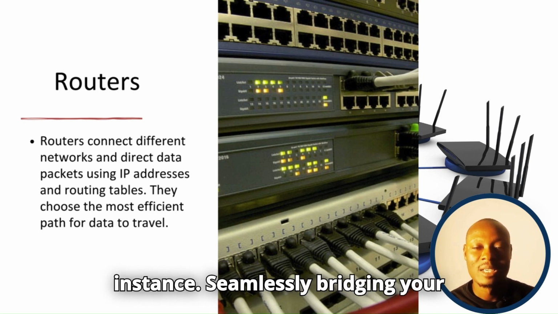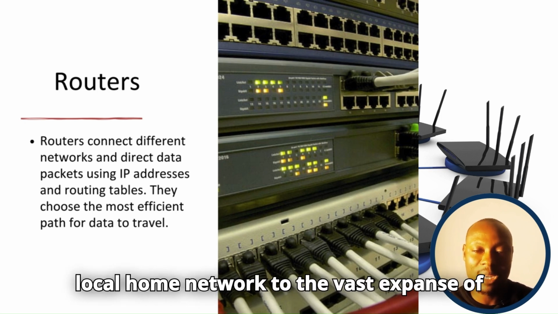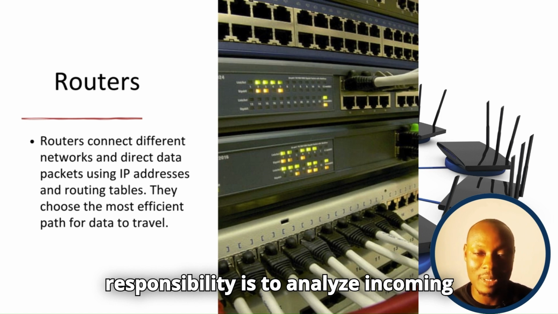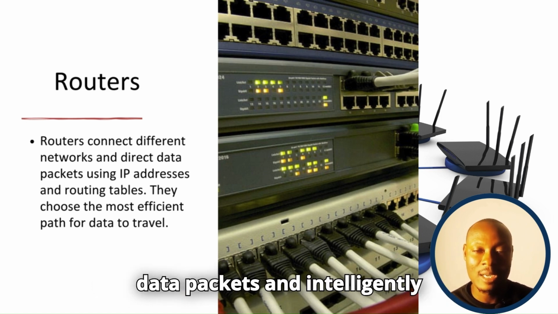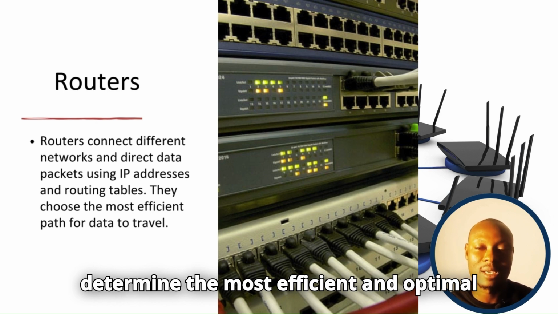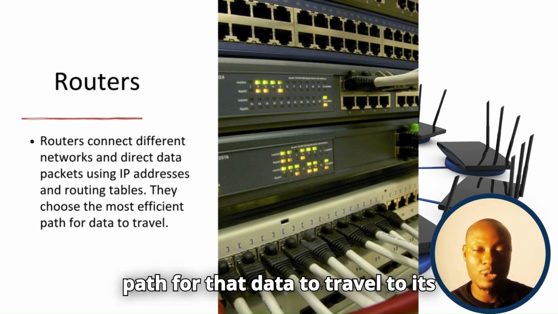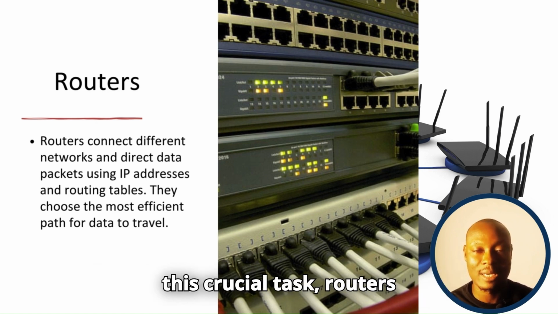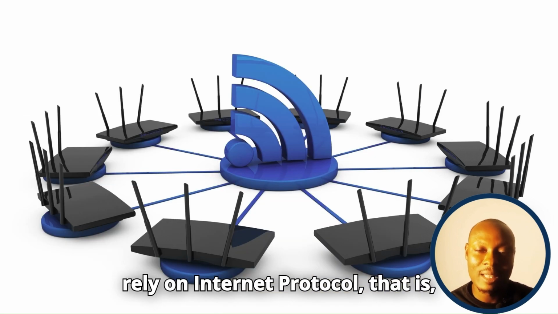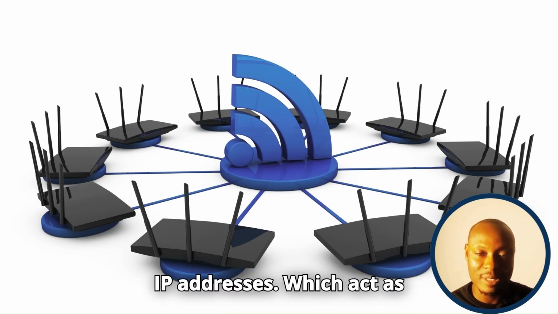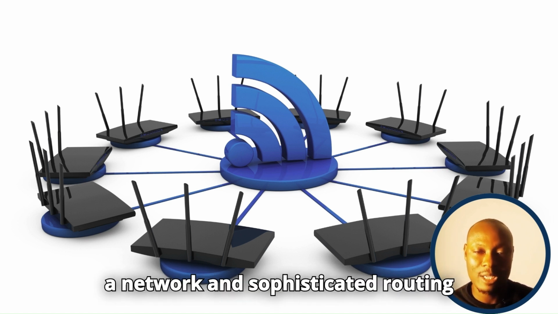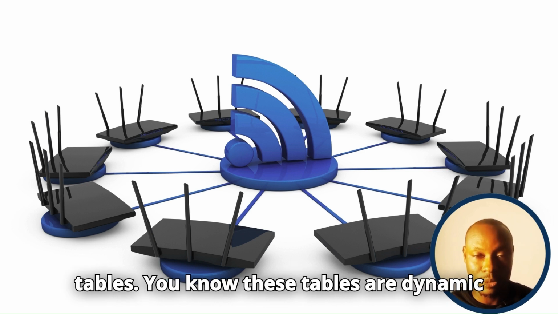For instance, seamlessly bridging your local home network to the vast expanse of the digital internet. And its primary responsibility is to analyze incoming data packets and intelligently determine the most efficient and optimal path for that data to travel to its intended destination. So to accomplish this crucial task, routers rely on Internet Protocol, that is IP addresses, which act as unique identifiers for devices on a network, and sophisticated routing tables.